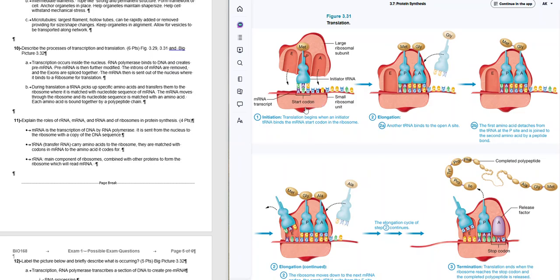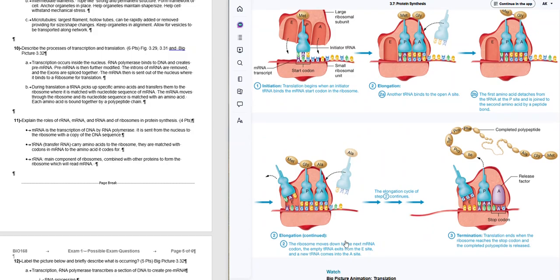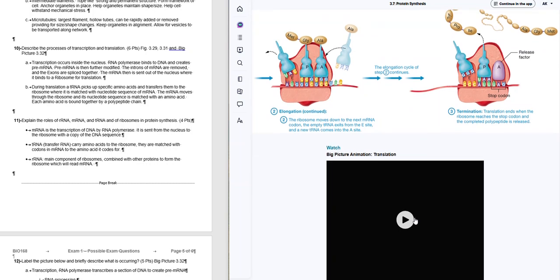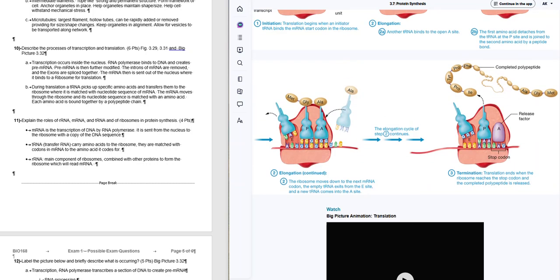You have initiation, where you have the ribosome, the tRNA, and the messenger RNA all coming together with the start codon. Then the ribosome moves 3 nucleotides, or a codon, and brings in the next amino acid via the tRNA. The amino acids join via a peptide bond, and this continues in elongation until you reach termination, when you get to a stop codon, which causes the whole assembly to fall apart. And again, that's the big picture of translation, and you can find all these videos in the study area.